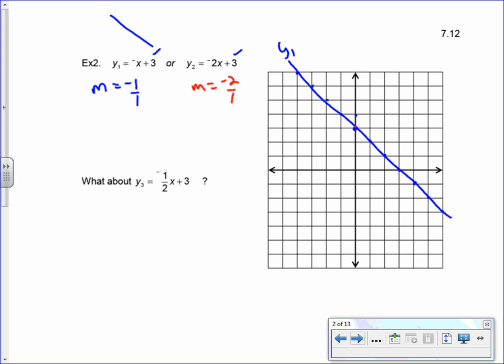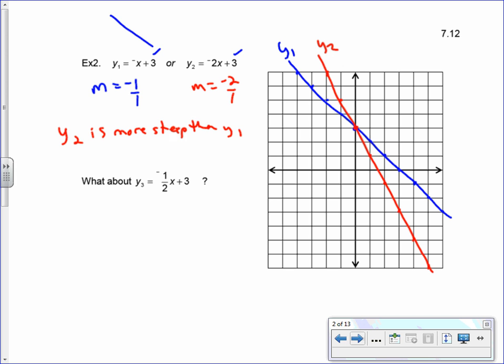Again, starting at b equals 3, and I'm going to rise 2 and again, run to the left, but only run one. Rise 2 and run 1. And put as many points on the graph as you can, moving in both directions. There's my y2. And you can tell by looking at this that y2 is more steep. You can say more steep, or you can say steeper.